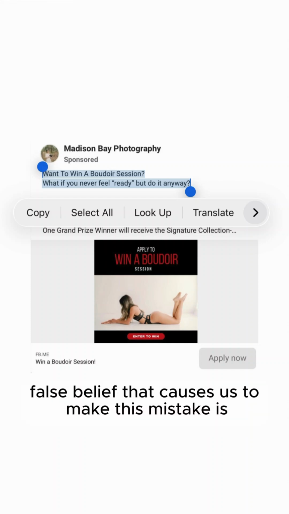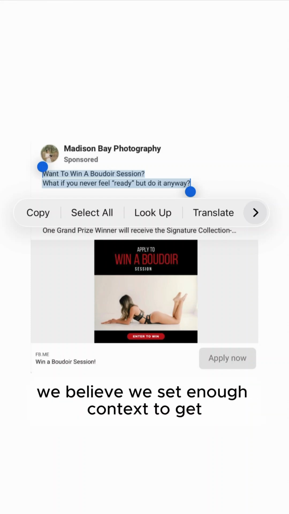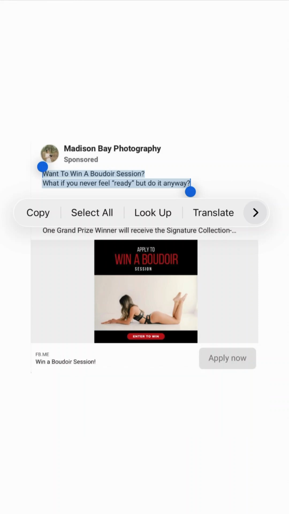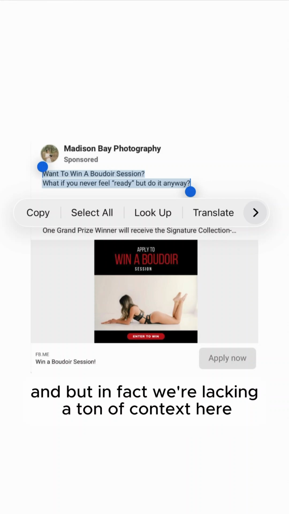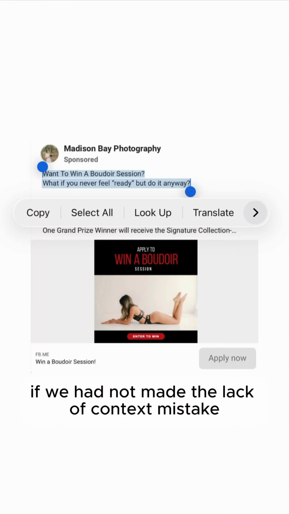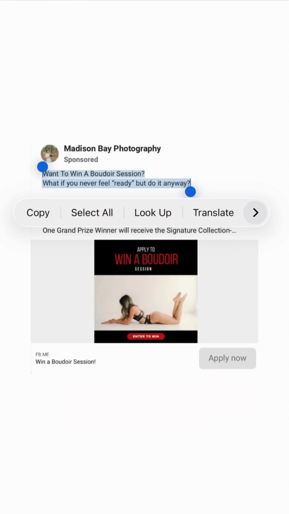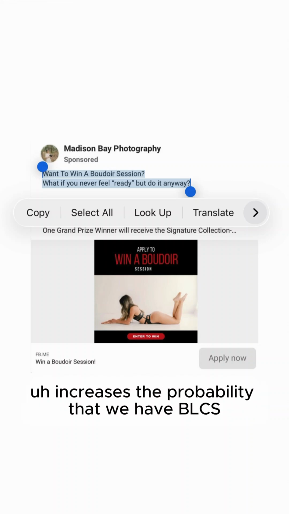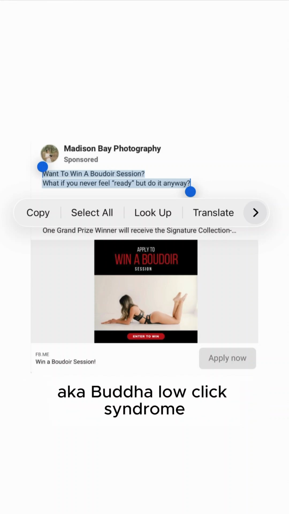The false belief that caused us to make this mistake is we believe we set enough context to get the optimized number of right women clicking on our ads. But in fact, we're lacking a ton of context here. And we're actually going to get way more women scrolling by our ads than necessary who could have been perfect if we had not made the lack of context mistake and who actually would have clicked in and had a chance to buy from us. And as a result, this pulls our unique CTRL under 6%, and it actually increases the probability that we have BLCS, aka Boudoir low click syndrome.